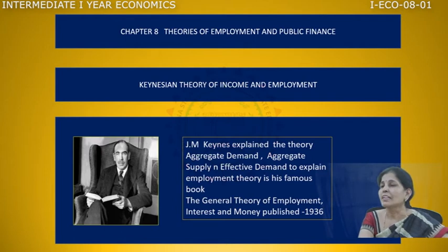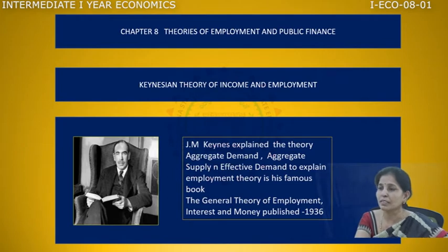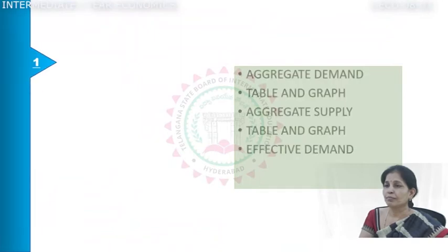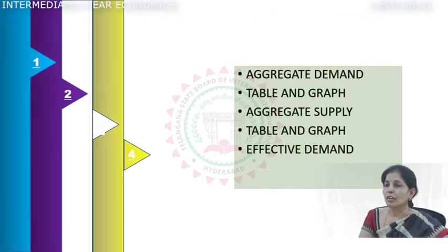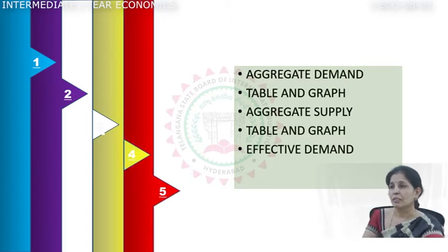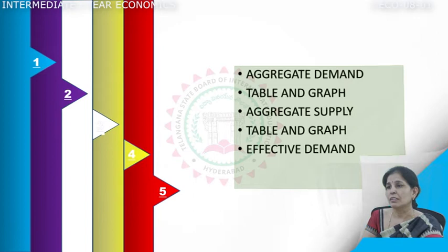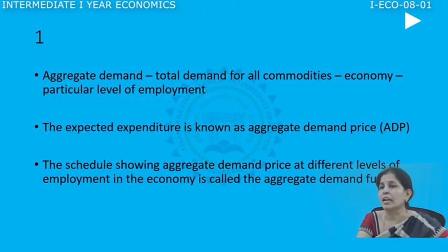John Maynard Keynes has explained this theory with the help of three important concepts: aggregate demand, aggregate supply, and effective demand. What exactly is aggregate demand? What is aggregate supply? And what is effective demand? We have it in the coming slides, with a slide that explains aggregate demand, a table and graph for aggregate demand, and the same for aggregate supply and effective demand.